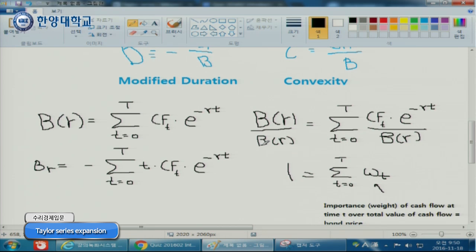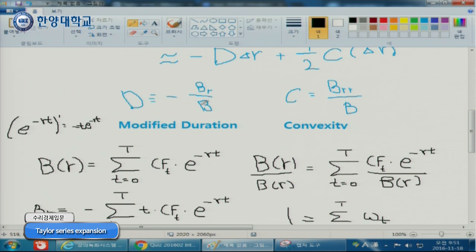Because again, the derivative of e^(-RT) is minus T e^(-RT), right? We are using this property. Well, so for duration, we divide by B and put a minus. So let's put this one, duration.